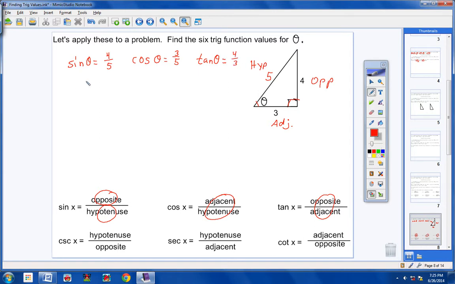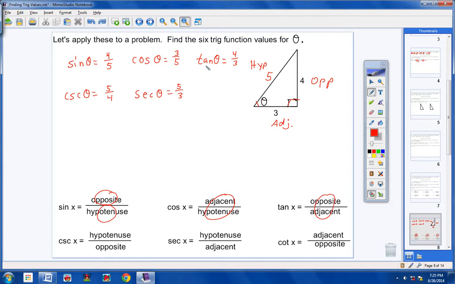And now watch how fast you can find the cosecant. We know that cosecant is the inverse of sine. So if sine is 4/5, then cosecant is 5/4. We know secant is the inverse of cosine. So if the cosine of theta is 3/5, then the secant of theta would be 5/3. You just flip this fraction, just like we did over here.